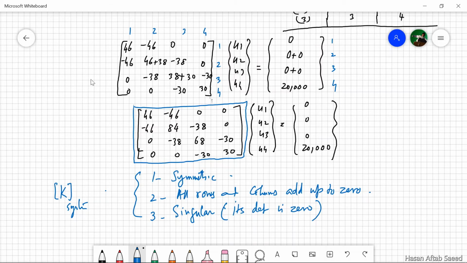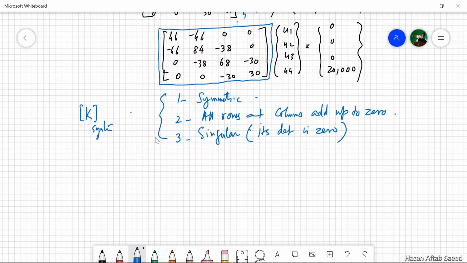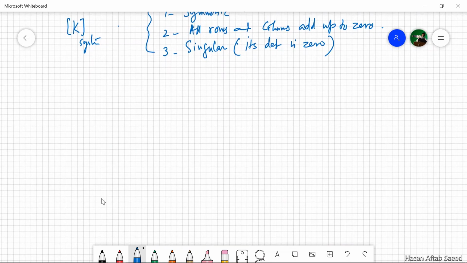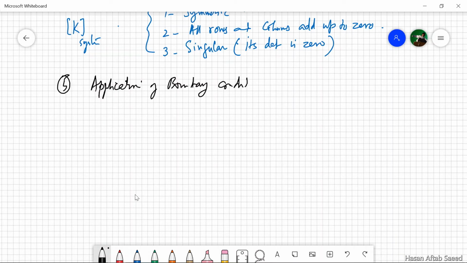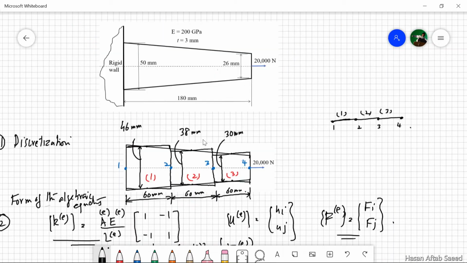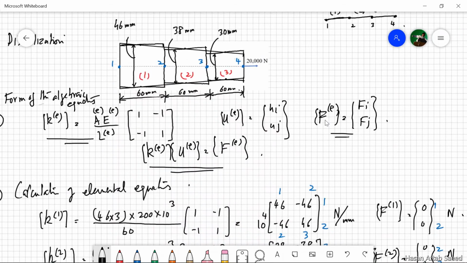And that next step is step number 5. Application of boundary conditions. Now in this problem, we don't know the values of u2, u3 and u4, but one thing is for sure, and that is that the displacement at node 1 is 0, because at that point it is fixed to a rigid wall. So u1 is equal to 0.